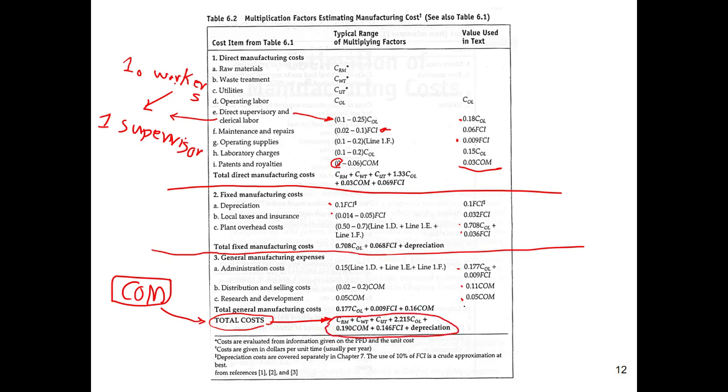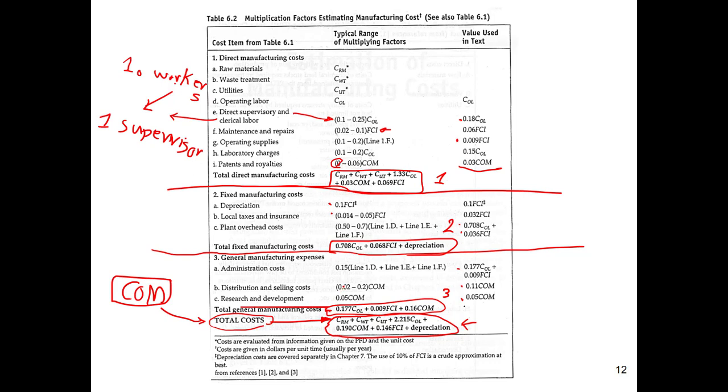This is your general cost, and the total cost is here. So you have your direct cost, you have your fixed cost, and you have your general cost. The sum of these three costs gives you the final one here, the total cost. Please correct me if I was taking everything together, which is not correct, right?